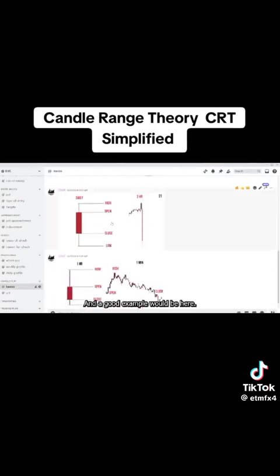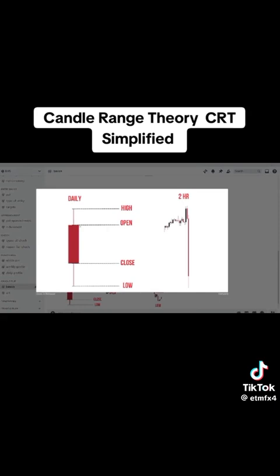And a good example would be here. You can see this is your candle open. Right here you have your candle open. Candle high is made via manipulation, and price distributes, makes your candle low, and a slight pullback for a candle close.